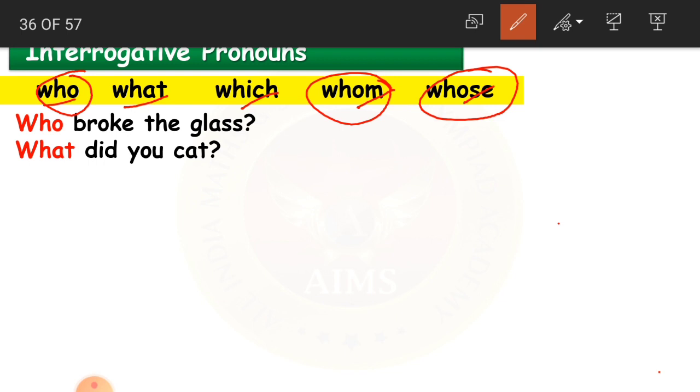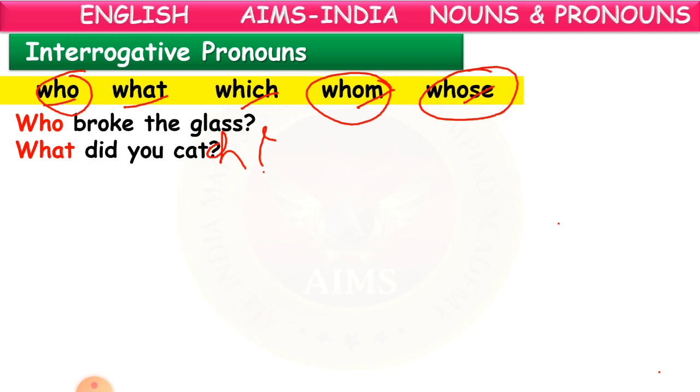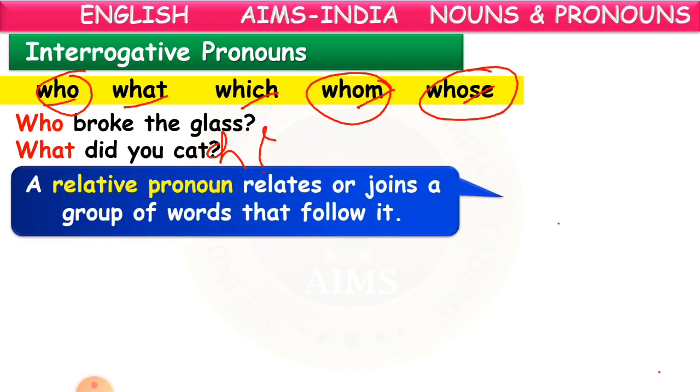Okay children, so what did you catch? This is "what did you catch?" I already said this yesterday also. So like this we have the interrogative pronouns. Children clear? Who, what, which, whom and whose.